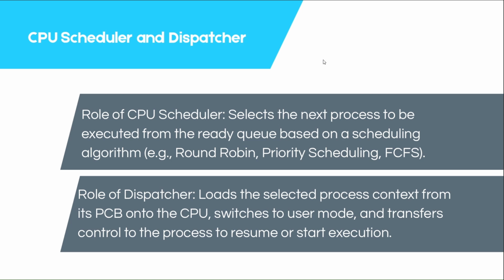Both components are essential for context switching. Without the scheduler, the operating system would not know which process should run next. Without the dispatcher, the selected process would never actually receive the CPU. Together, they ensure fair CPU allocation, smooth multitasking, and efficient system performance. Now that we understand the scheduler and dispatcher, let's move to the practical example of context switching to see how everything works together in real life.